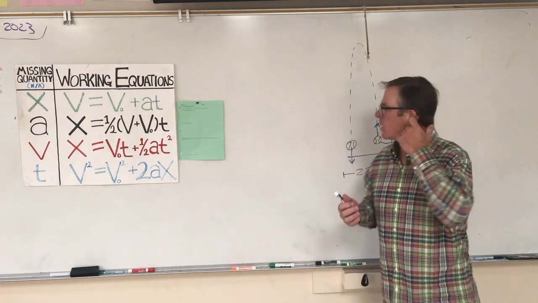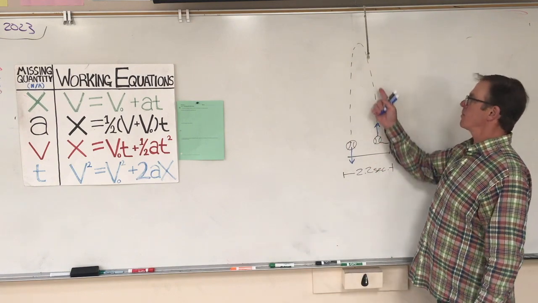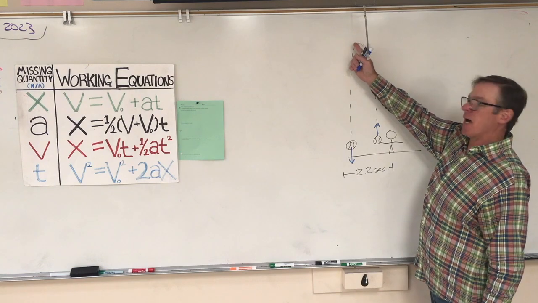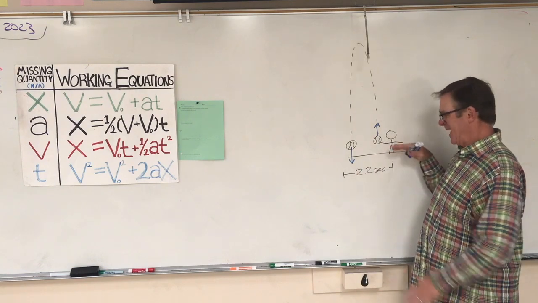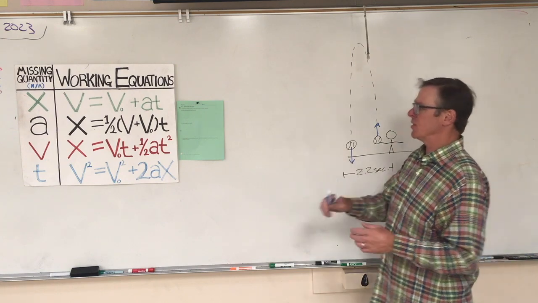Okay, so I've just made a little diagram of the situation. The kid throws the ball up, it eventually stops and comes back down, and it takes 2.2 seconds for this whole event to happen.